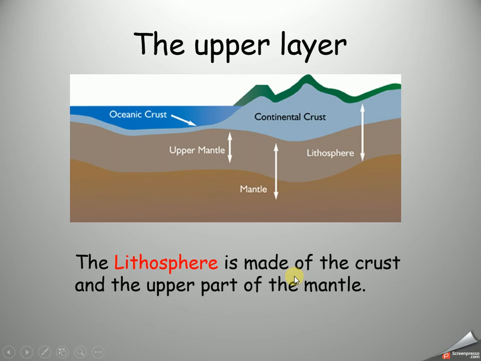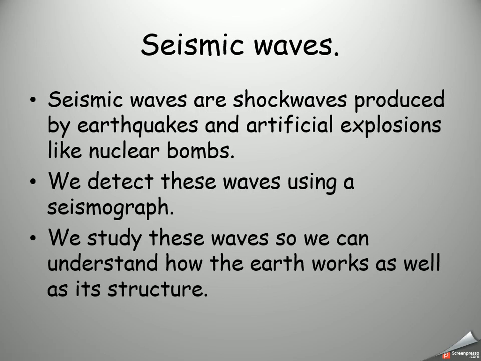Now, seismic waves. As you know, when the plates rub against each other, it makes shock waves. Those shock waves are called seismic waves. Now there's two ways shock waves or seismic waves can be produced. Number one is by earthquakes. Number two is by artificial explosions like nuclear bombs. So anytime one of these nuclear bombs goes off in one of these little tests, scientists will be there with little seismometers detecting it. And we study these waves so we know the structure of the actual Earth.